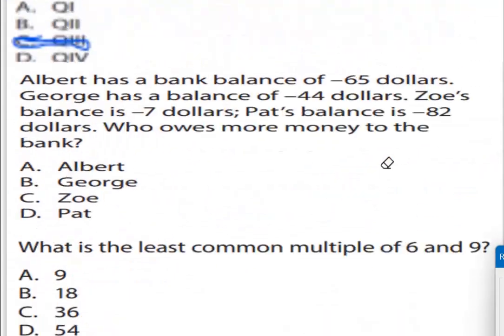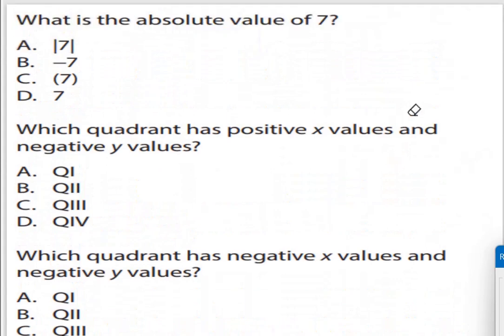Okay, so let's begin. First question: what is the absolute value of 7? If we're talking about the absolute value of a number, it's always the positive. Since this question asks for the absolute value of 7, and 7 is already positive, the absolute value of 7 is 7 itself. So the answer here is letter D.